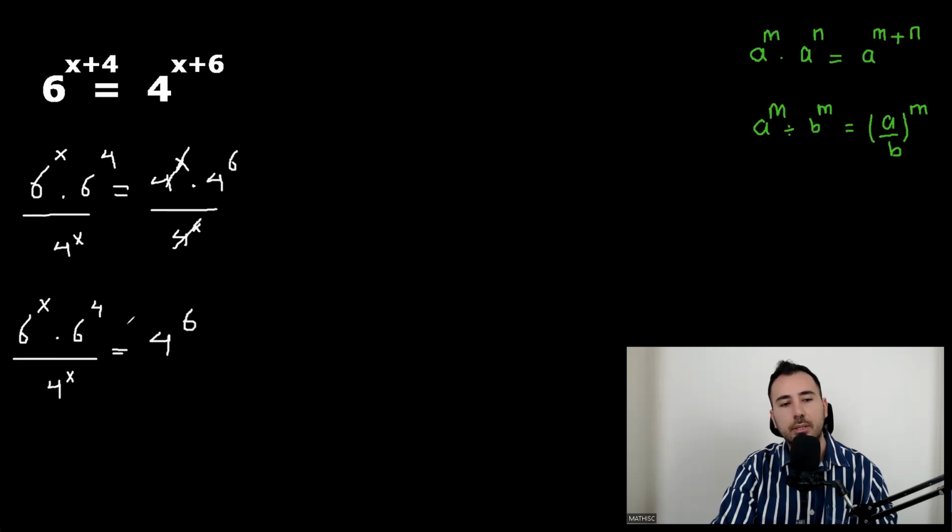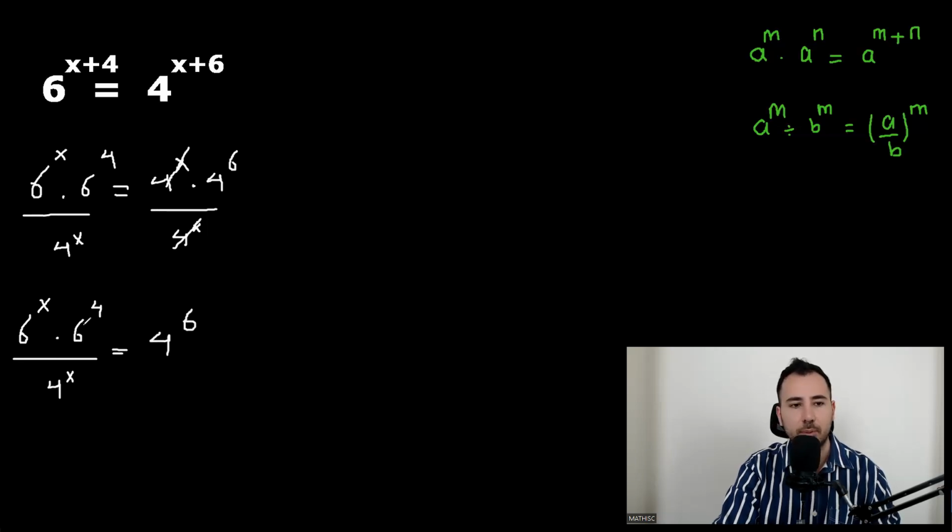Okay, so to deal with this, I'm going to divide both sides by 6 to power of 4, right? If I do this, this one and this one will be simplified, and there will be 6 to power of 4 here. Okay, I'm going to go on and clean these. 6 over 4 to power of x, okay, equals. Now, let's see, simplify this, okay?